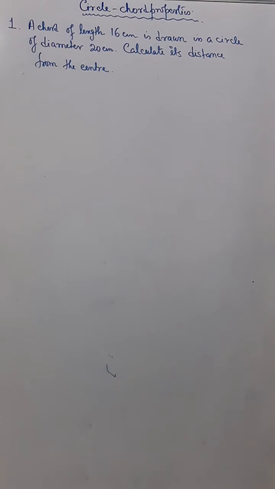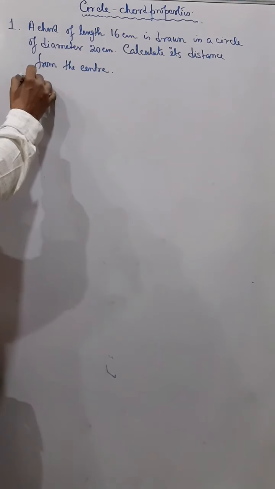Okay, students, this is a continuation of circle chord properties. So this is circle part 2 in fact. In this part we'll do some sums. Now you can see in this sum they told a chord of length 16 centimeter is drawn in a circle of diameter 20 centimeter. Calculate its distance from the center. Okay, so it's an easy sum.